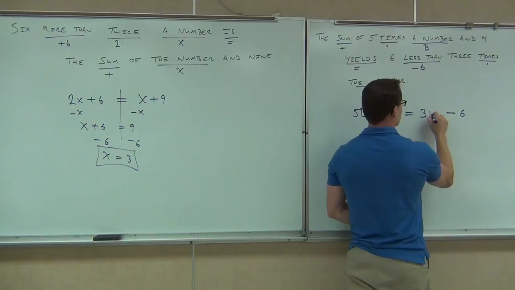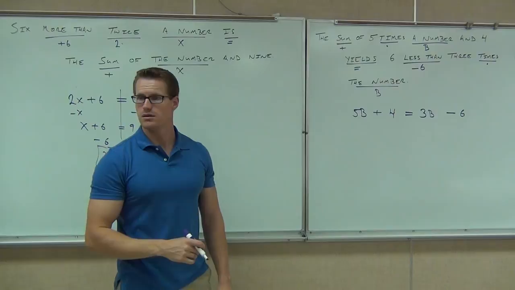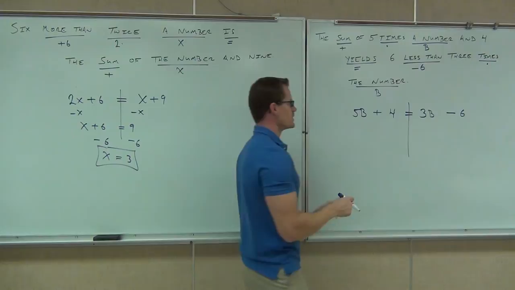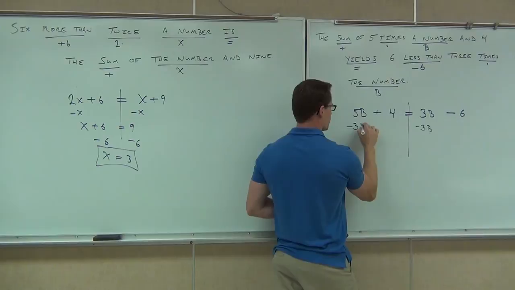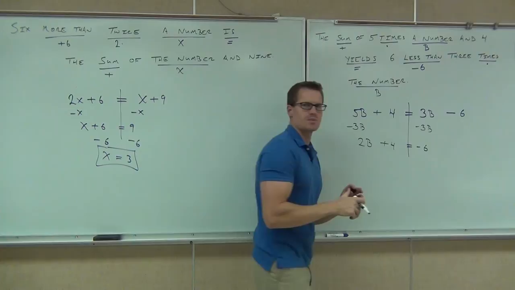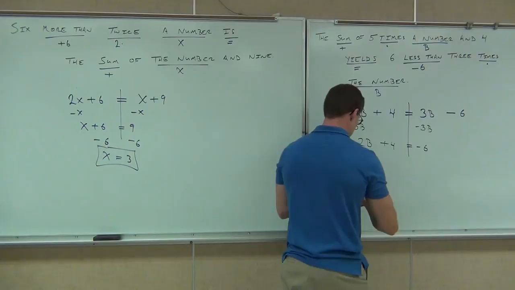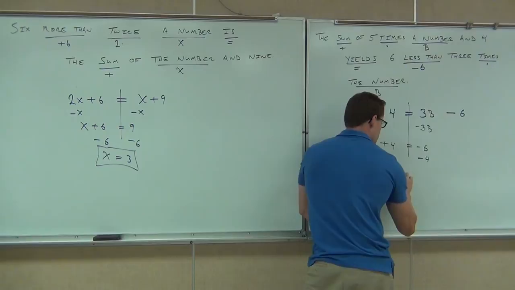And can you solve that? Yes. Sure. To solve this, we're going to get rid of the smaller variable. In that case, that's our 3b. So we'll subtract 3b from both sides. We'll get 2b plus 4 equals negative 6. And the next step is to do what? Subtract 4. Good. So 2b equals, how much is that going to equal? Negative 10. Perfect. Use an addition rule there.